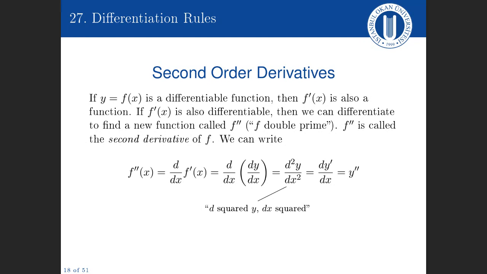I could write f double prime of x, or d dx of f prime x, or d dx of dy dx, or d squared y dx squared, or y prime prime, or y double prime. These all mean the same thing.